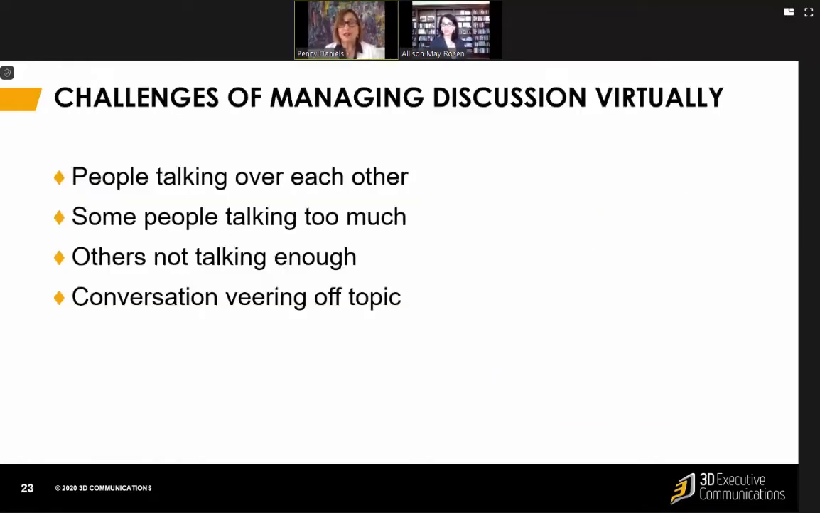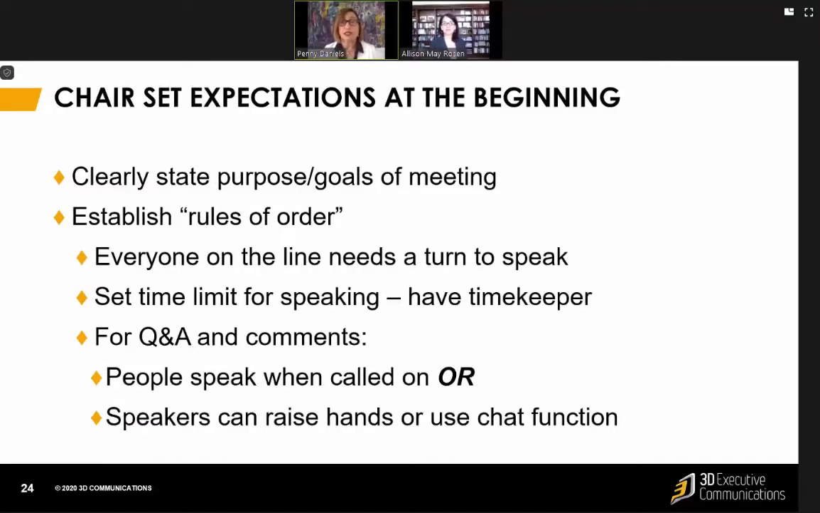So what do we have to do? Well, first of all, we've got to deal with the challenges. People are talking over each other. People are interrupting. Some people are talking too much. That always happens. And then others are just not talking enough, and you can't get them to. They're shy or more introverted. They're afraid to jump in, or the conversation's veering off topic completely. So here are some of the ways that we've found to deal with these challenges.